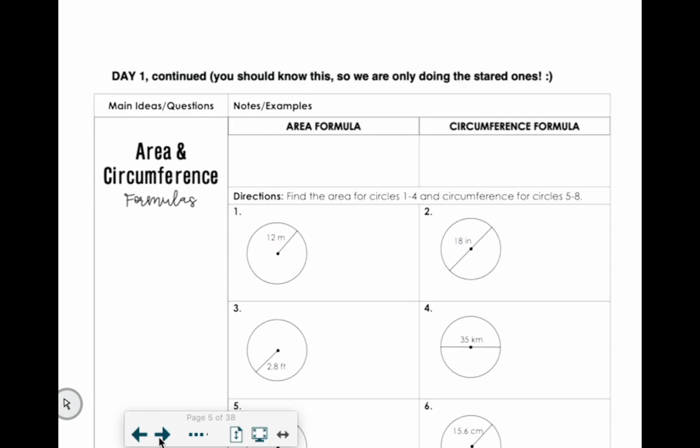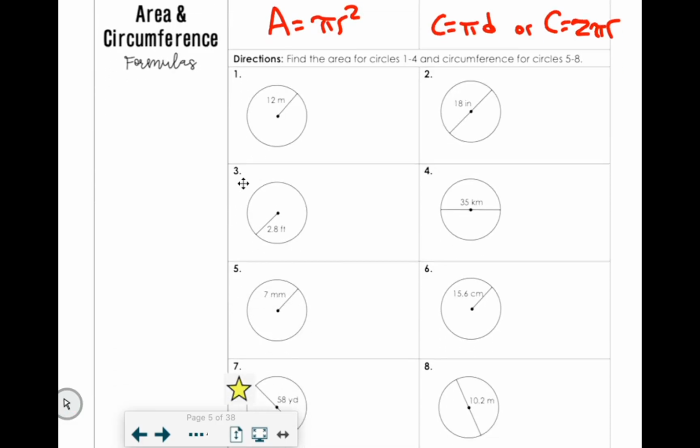All right, so day 1 continued. This is the stuff that we should know, so we're only going to do the starred ones. We're going to look at some area and some circumference. We can write that at the top again. For area, we're doing pi r squared. For circumference, it's either pi times diameter or 2 times pi times radius. It just depends on which one we have, and that's how we select the right formula.